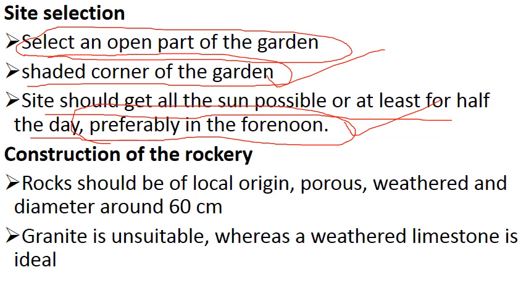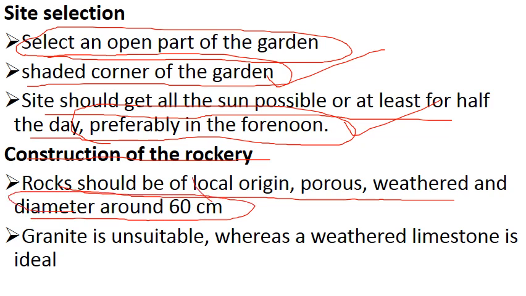Then construction of that rockery. Rocks should be of local origin, porous, weathered and around 60 cm in diameter. Local origin and porous obviously because plants need to grow on that rock. So it should be porous. Then weathered.